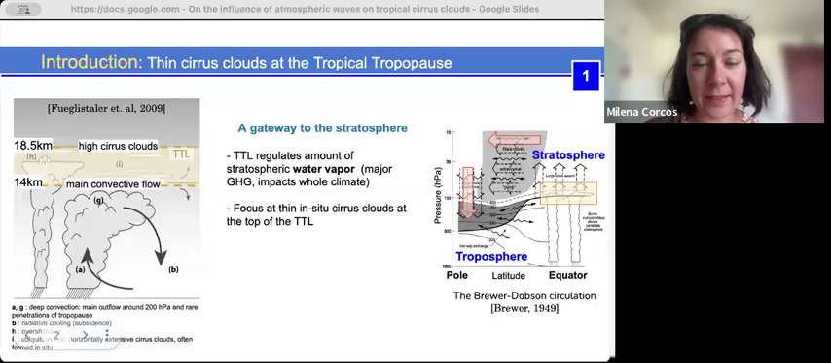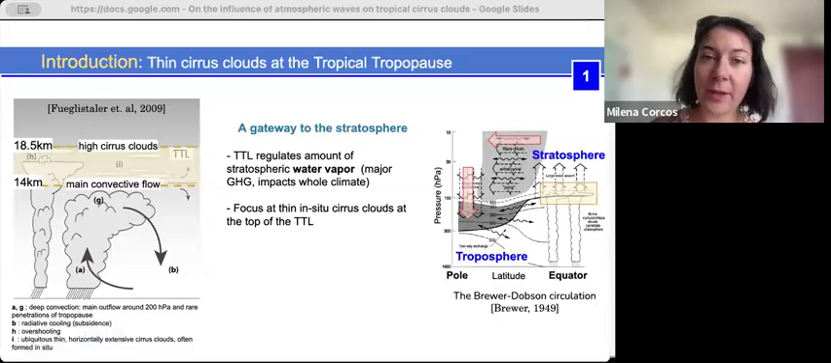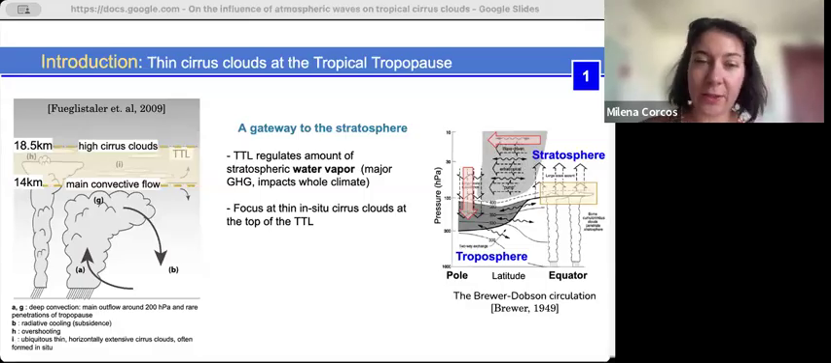So the TTL is the transition region between the troposphere and the stratosphere, as you know. It acts as a gateway between these two regions as air entering the stratosphere is transported upward through the tropical branch of the Brewer-Dobson circulation that I represented on the right on my slide. And among the species that are transported in the TTL, water vapor, as you know, is of particular interest because it's a powerful greenhouse gas.